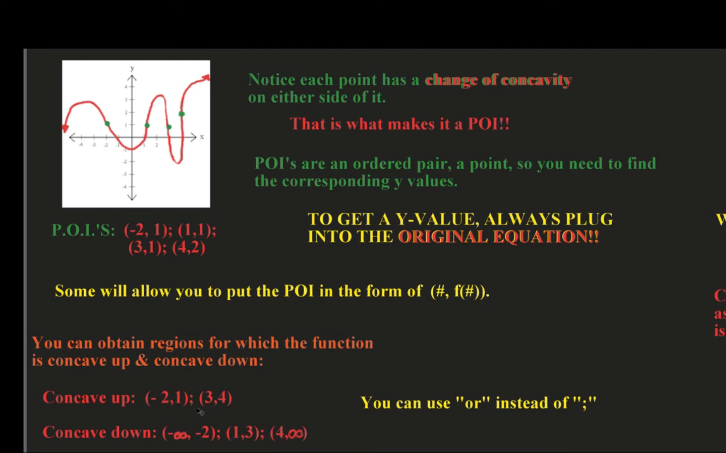So do not use union. Some of the people get really annoyed with that and will take off points. Use either semicolon or the word or. So these are the regions of concavity. Go through that, make sure you agree, okay? Make sure you can visualize it.